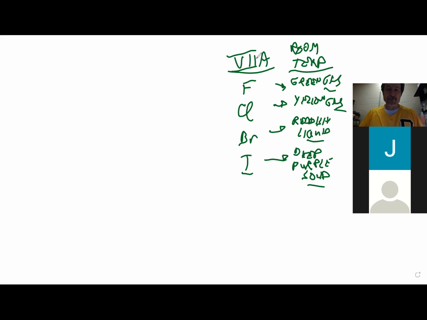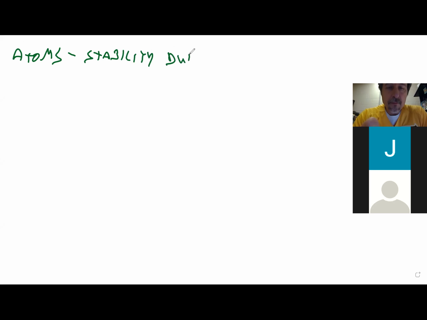Okay, so real quickly, atoms have a stability due to neutral charge. I don't know why my computer is doing that. Right, same number of protons and electrons.